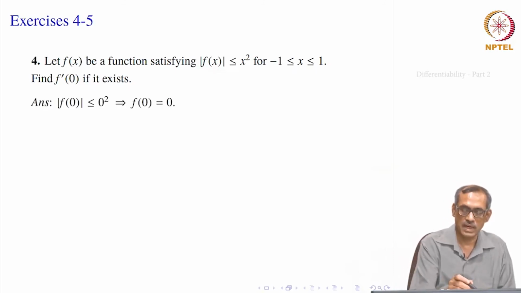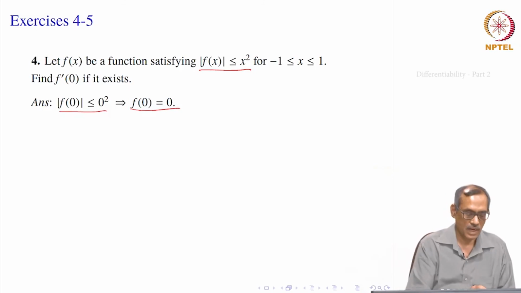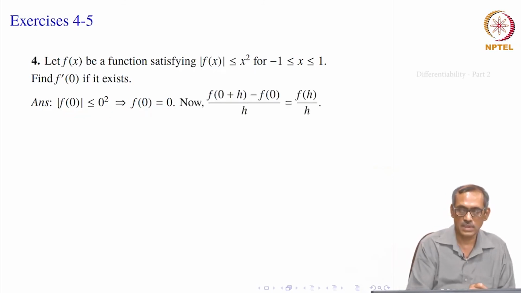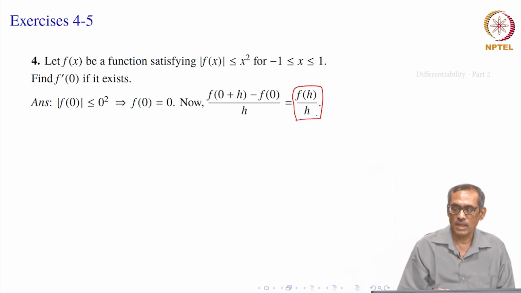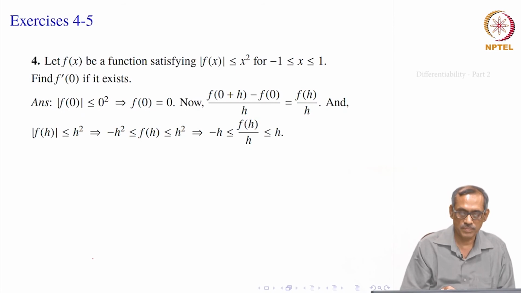First, for the ratio we must find f of 0. How to get f of 0? From this inequality it says f of 0 must be less than or equal to 0 square. So, that means f of 0 equal to 0. Now, we should start with f of 0 plus h minus f of 0 by h. Since f of 0 is 0, it is just f of h by h. Now, mod f of h is less than or equal to h square. So, that should give rise to some inequality.